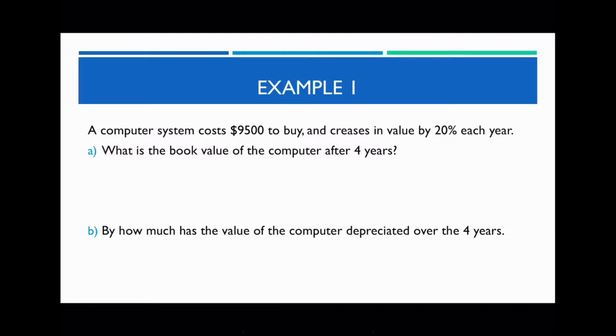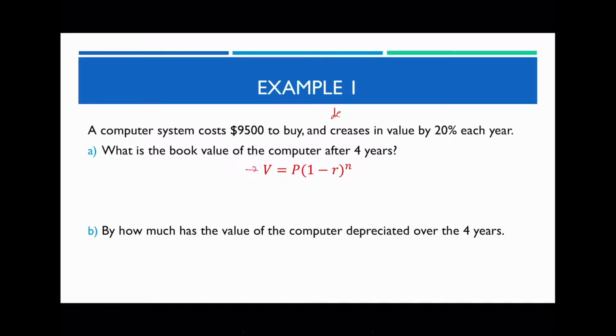So this question reads, a computer system costs $9,500 to buy, and there's a typo here, but it should say it decreases in value by 20% each year. So what is the book value of the computer after 4 years? In this case, we're going to be using this formula. This V tells you the book value, so it already tells you the final amount. All we're doing is substituting these values into the formula.